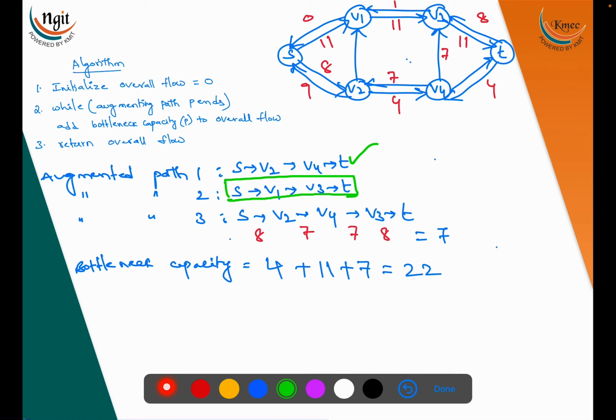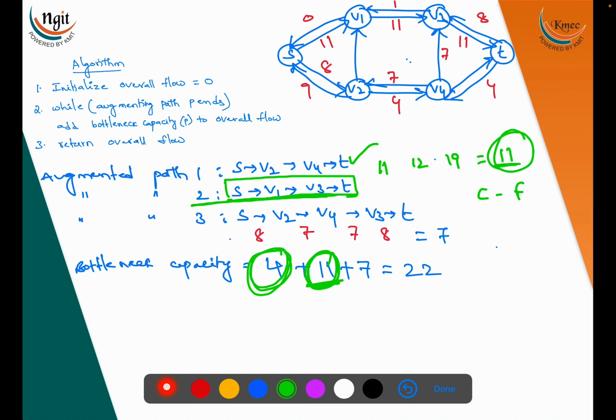I think it is 11, 12, 19. Out of these three, the value is 11. So when you calculated the augmenting path, you got bottleneck capacity, which is 11. Now 4 is already the first augmenting path bottleneck capacity, and 11 is the second augmenting path capacity. Now draw the residual graph corresponding to this 11. So when I draw the residual graph, what is residual capacity? Capacity minus the flow value. Flow value you got is 11.